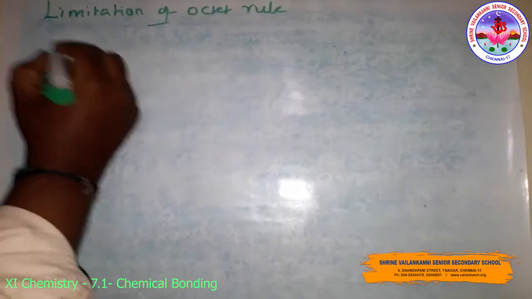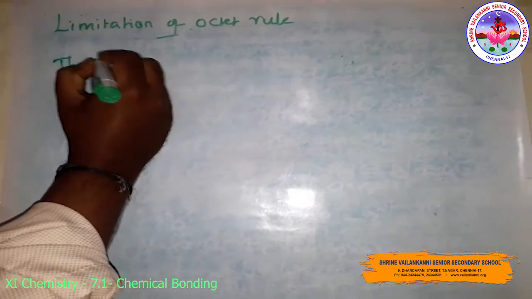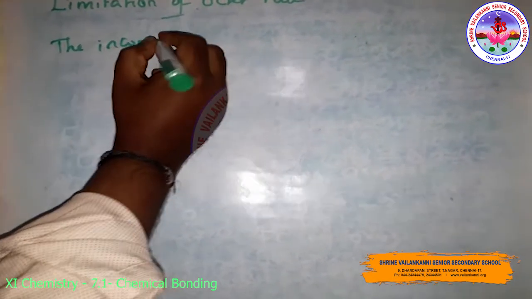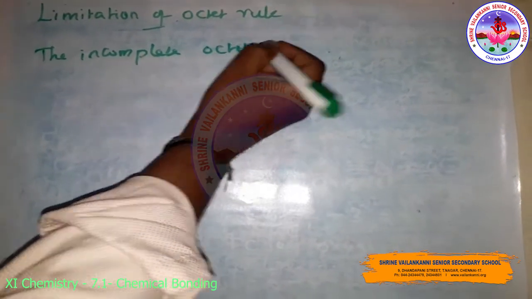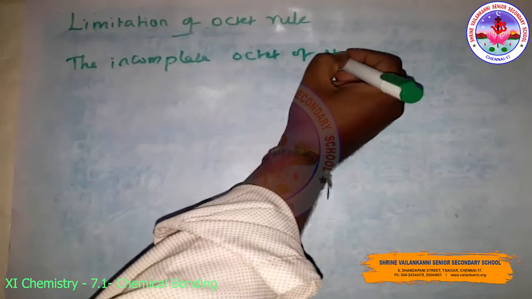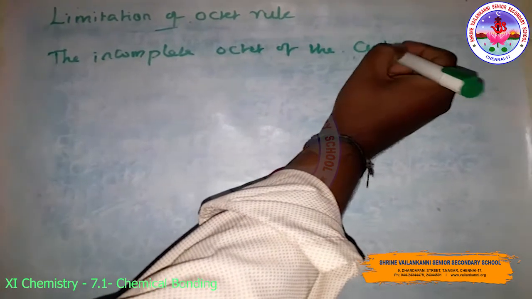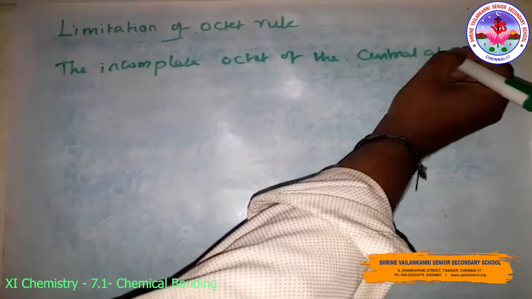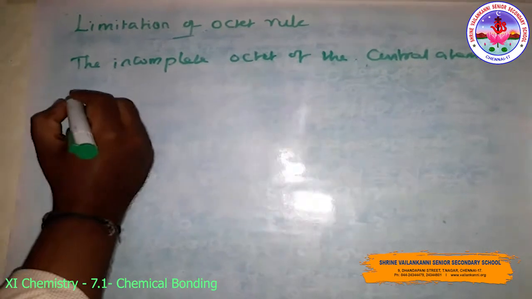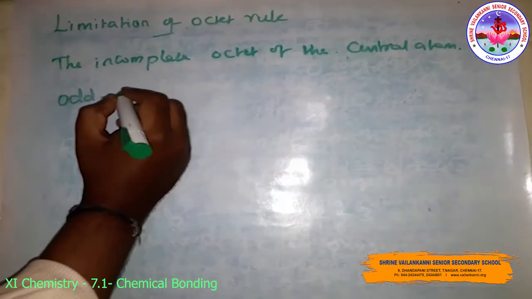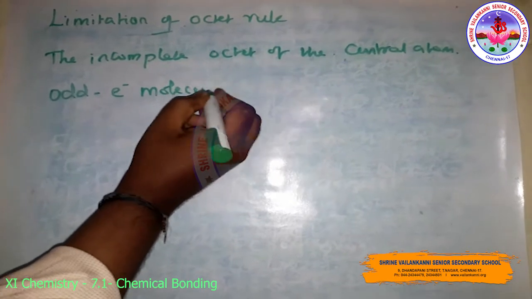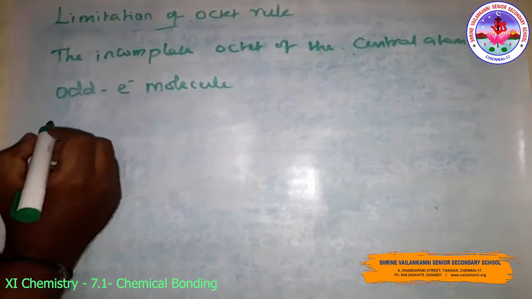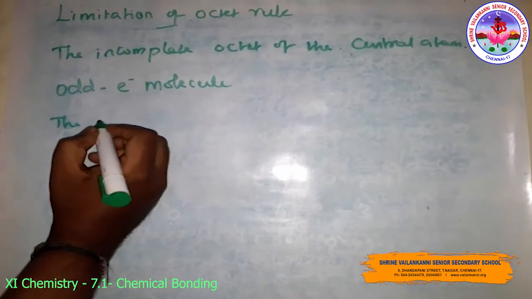The first one is the incomplete octet of the central atom. The second one is the odd electron molecule. The third one is the expanded octet.